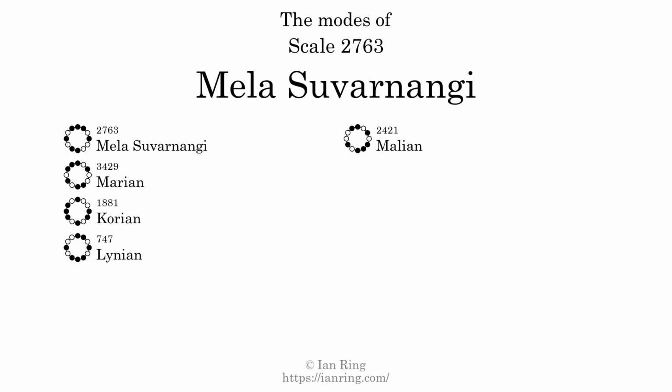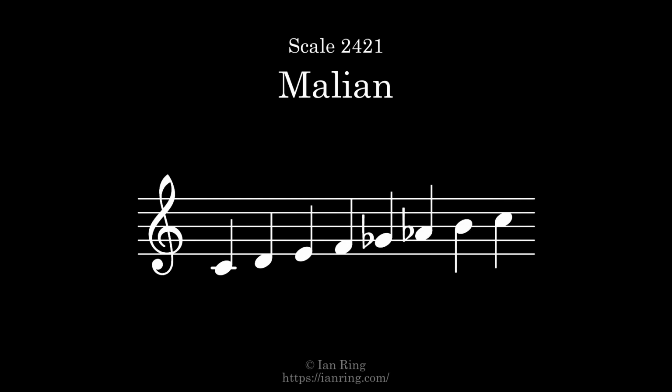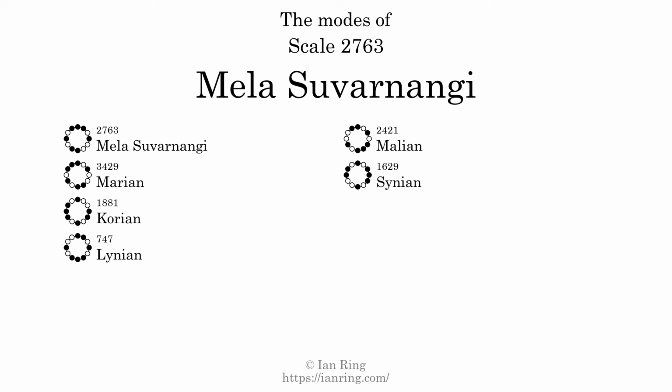The fifth mode is scale 2421, also known as Malian. It sounds like this. The sixth mode is scale 1629, also known as Sinyan. It sounds like this.